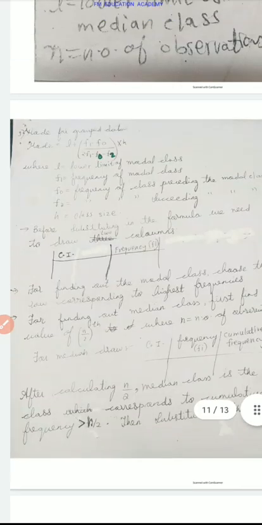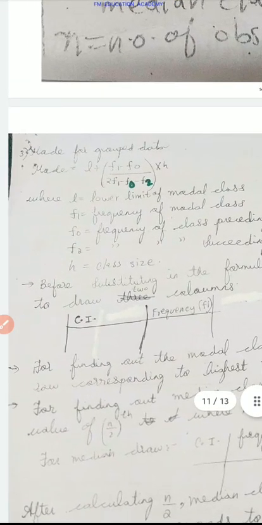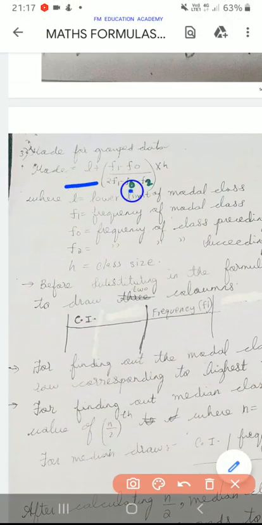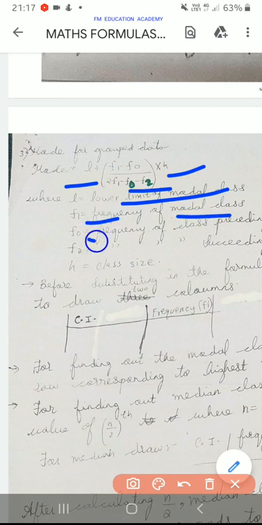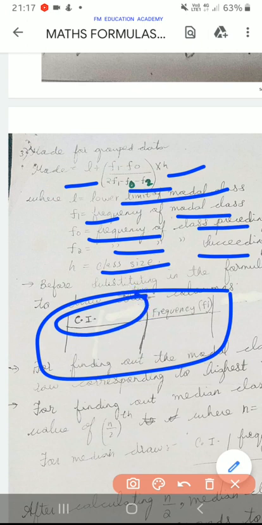Then you have mode, right? The formula to find the mode of grouped data is mode is equal to L plus (F1 minus F0) by (2F1 minus F0 minus F2) into H, where L is the lower limit of the modal class, F1 is the frequency of the modal class, F0 is the frequency of the class preceding the modal class, F2 is the frequency of the class succeeding the modal class, and H is the class size. So before substituting in the formula, how many columns are there in mode? Only 2 columns are there in mode for grouped data, class interval and frequency Fi.